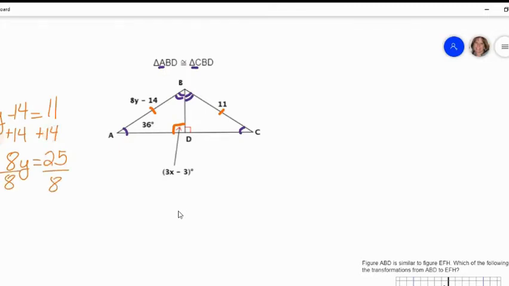Man, get more math. Really? You have to be that ugly? I would probably, yeah, they're that ugly. Just leave it that way. For y, yeah, just leave y as 25 over 8.